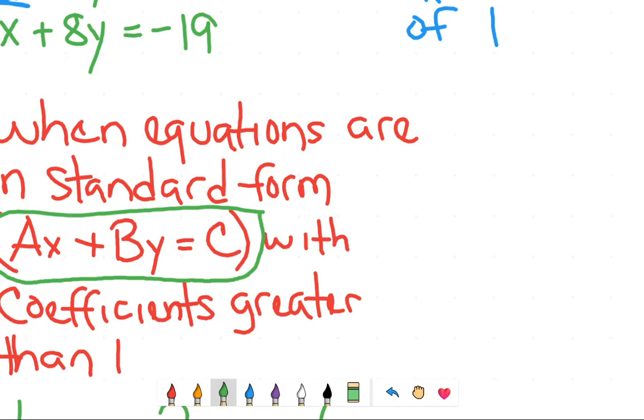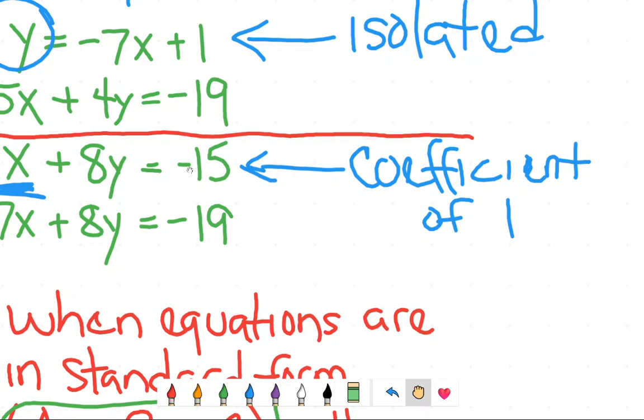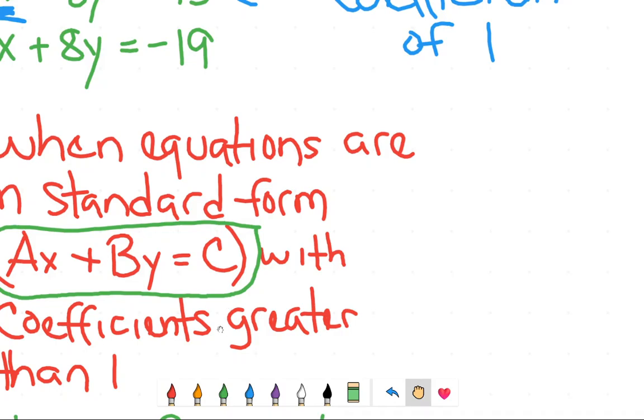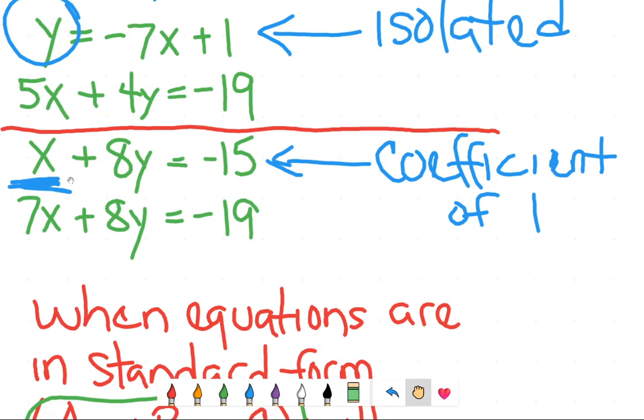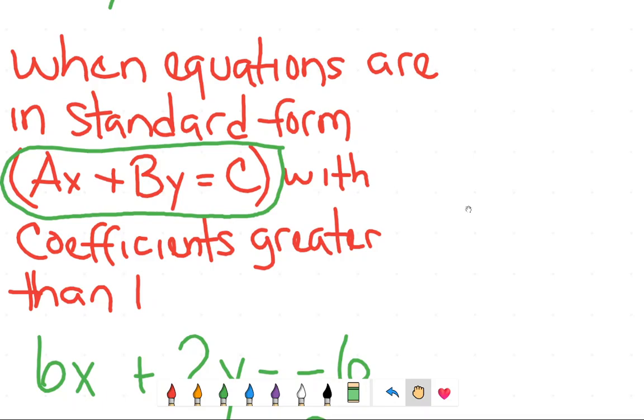In the equations here, both of these equations are in standard form. But they don't qualify because not all the coefficients are greater than 1. In this case, we have this x, which has a coefficient of 1, so we're not going to use elimination. So when the equations are in standard form, ax plus by equals c, with coefficients greater than 1, we use elimination. It'll be most efficient to use the elimination method at that point.